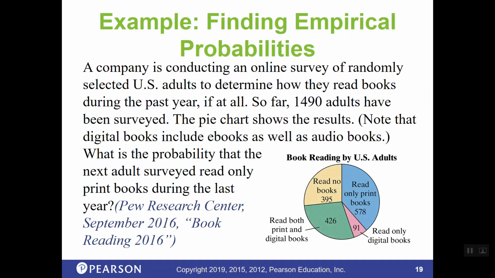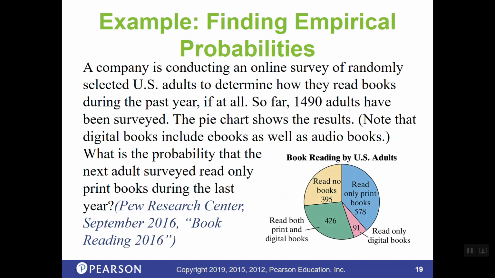Next. So here, finding empirical probabilities. A company is conducting an online survey of randomly selected US adults to determine how they read books during the past year, if at all. So far, 1,490 adults have been surveyed. The pie chart shows the results. Note that the digital books include ebooks as well as audiobooks. I love audiobooks, by the way. What is the probability that the next adult surveyed read only print books during the last year?